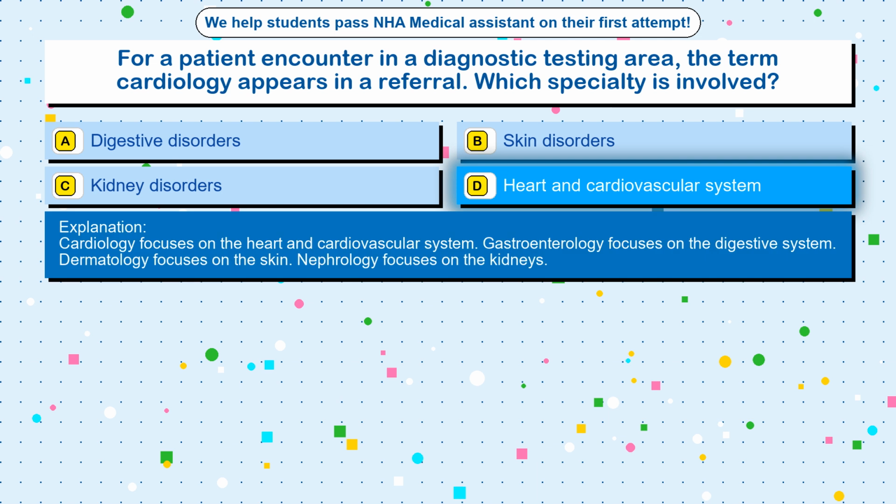Cardiology focuses on the heart and cardiovascular system. Gastroenterology focuses on the digestive system. Dermatology focuses on the skin. Nephrology focuses on the kidneys.